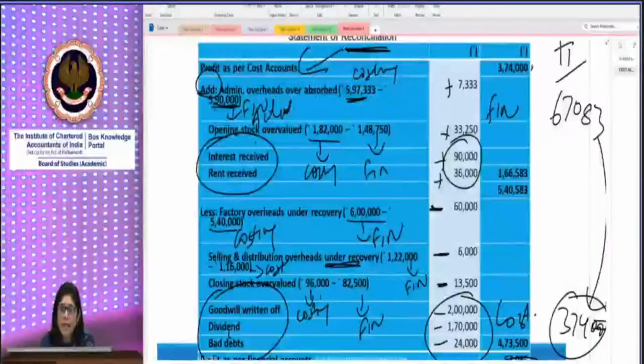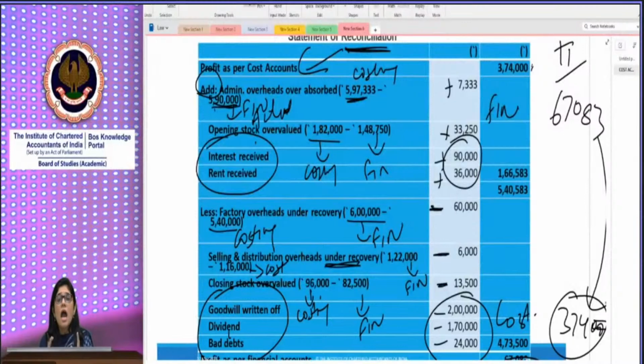I'm telling you again. Whenever you are doing reconciliation, that is the way I used to do it. I used to reconcile both ways. I used to reconcile costing with financial profit, and then I used to reconcile financial profit with costing profit. Both ways you practice. I'm telling you, your concept will be thorough. So do this for every question of reconciliation, must practice both ways.